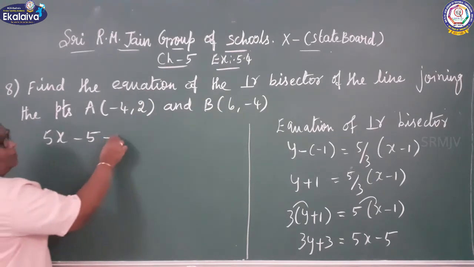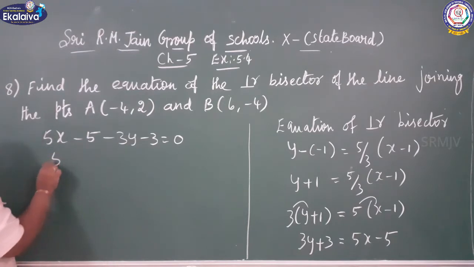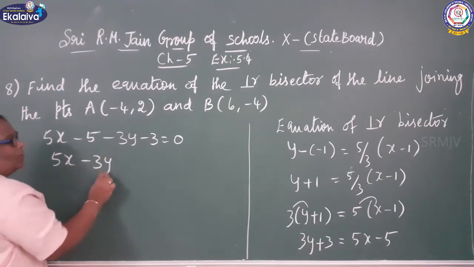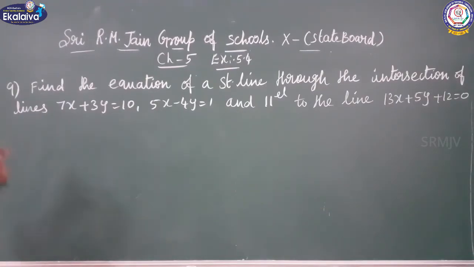On the right hand side, minus 3y minus 3 equal to 0, so 5x minus 3y minus 8 equal to 0. This is the equation of the perpendicular bisector. See the ninth sum, it is an important sum.